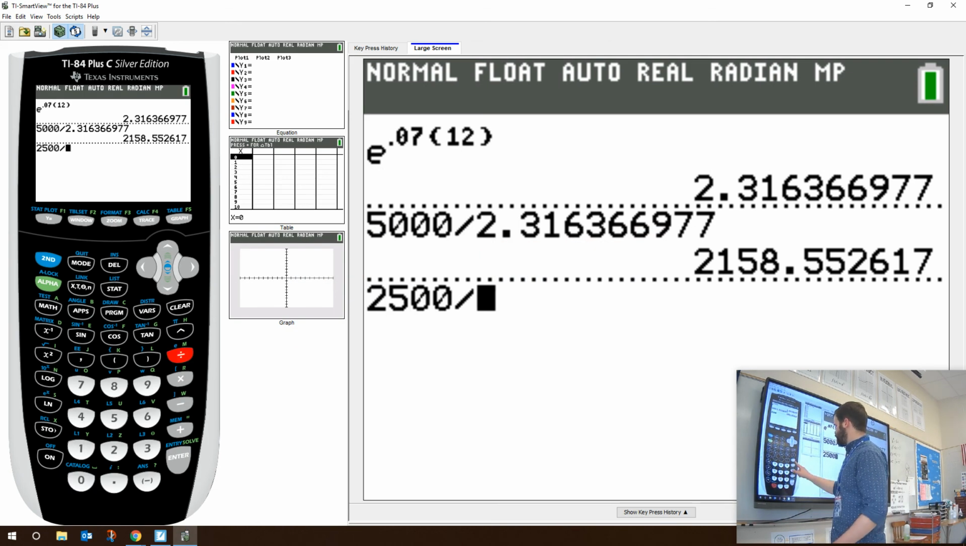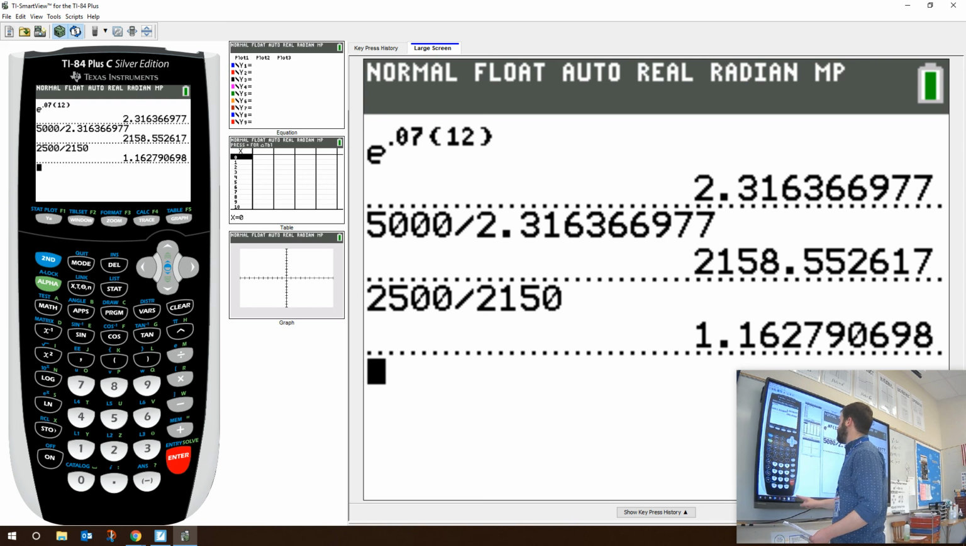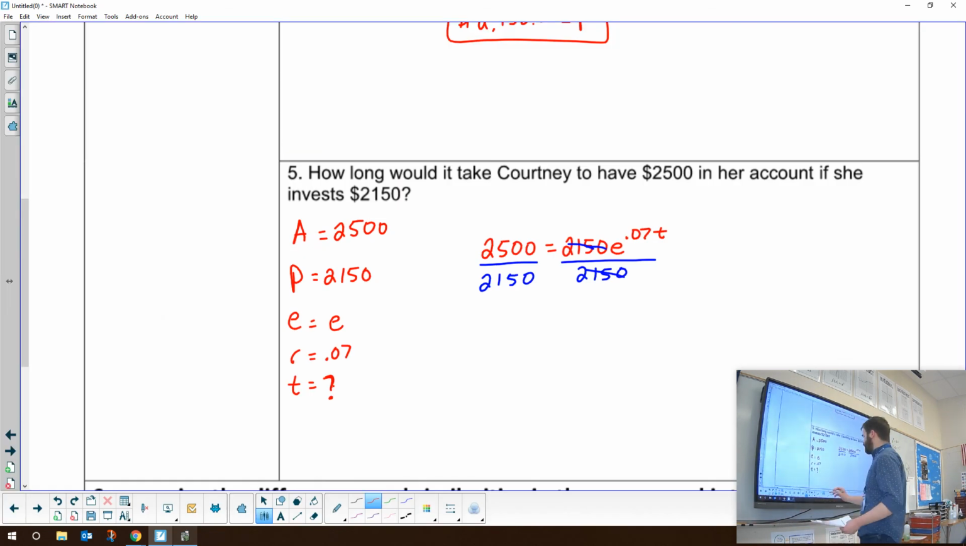2,500 divided by 2,150 is 1.16, yada, yada, yada. Now, I'm going to leave that in my calculator, and I'm just going to leave that as 1.16, yada, yada, yada. Okay? Now, we know that answer is stored inside my calculator. And that's going to be equal to e to the 0.07 times t. Now remember, t is up there in the corner this time, right? And so to solve it whenever it is as an exponent, we have to rewrite it as a logarithm, okay? So what I'm going to do, I'm going to go log base e. Now, what's another word for log base e?